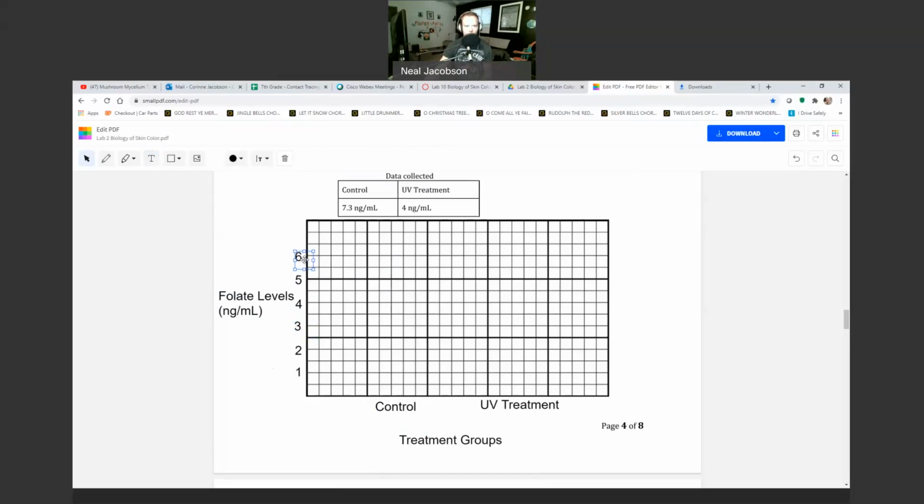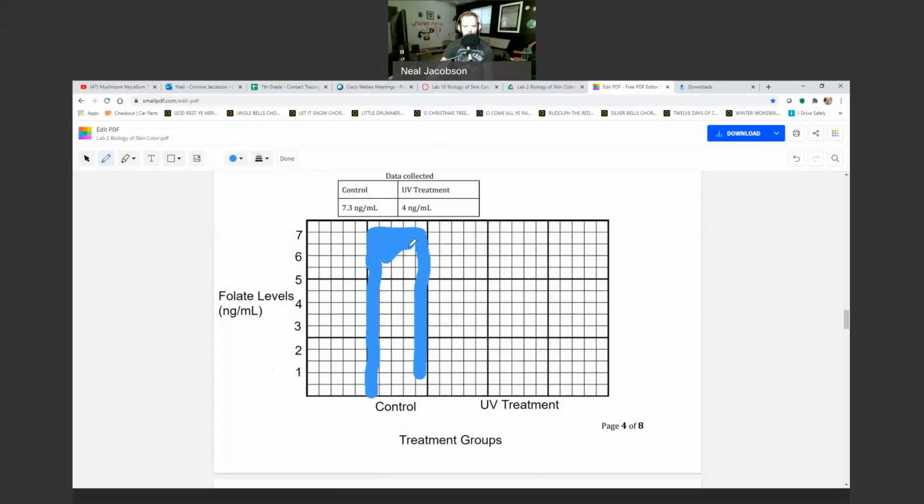I'm going to move that there, and then do 7 here. Oh, not 8, but 7. And 7's going to go there. Okay, and so now all I have to do is graph my data. So I'm going to take this, let's go ahead and just draw a nice big fat line. And then let's do 2 different colors. So we'll do the control, which was 7.3. So that's about where the control is.